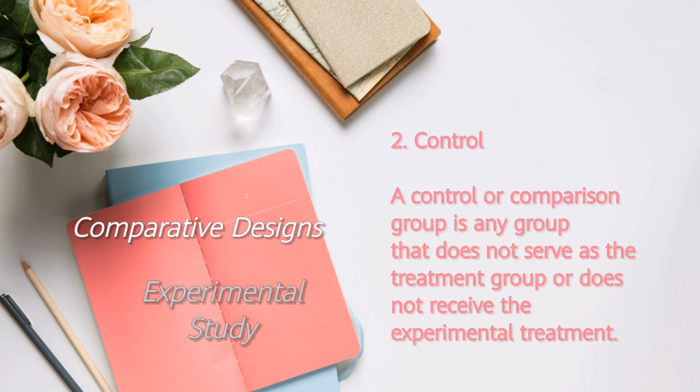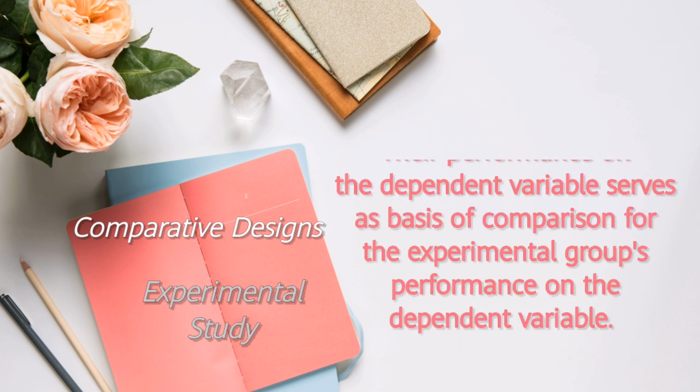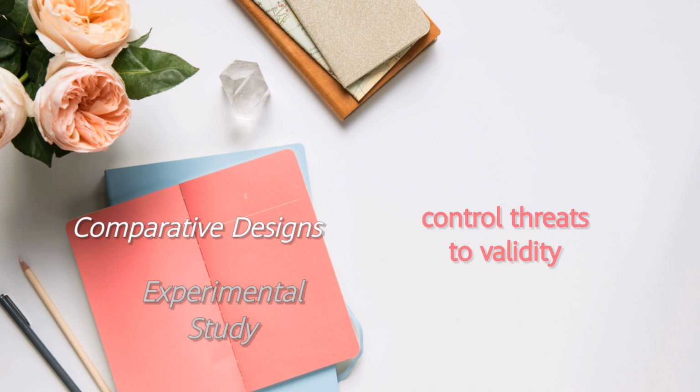A control or comparison group is any group that does not serve as the treatment group or does not receive the experimental treatment. Their performance on the dependent variable serves as a basis of comparison for the experimental group's performance on the dependent variable. Their purpose is to control for threats to validity. A control group is important as scientific evidence requires at least one comparison.